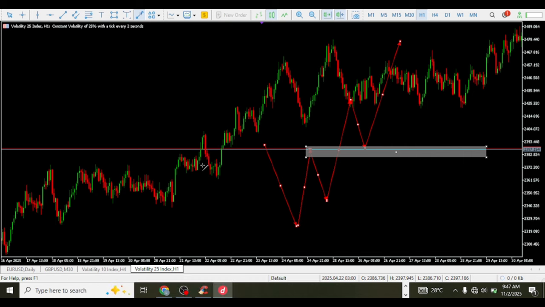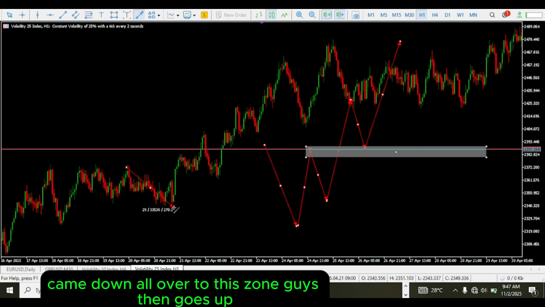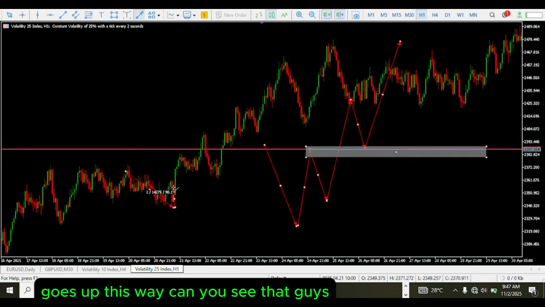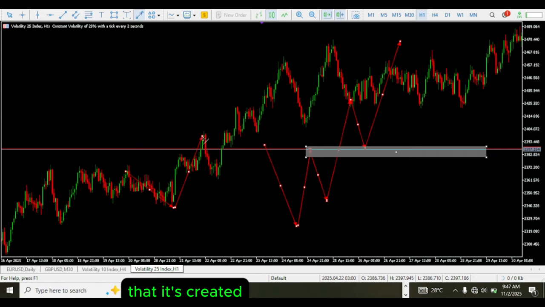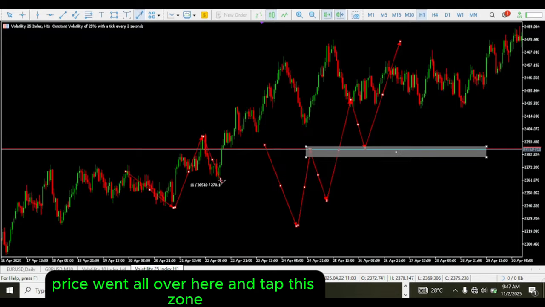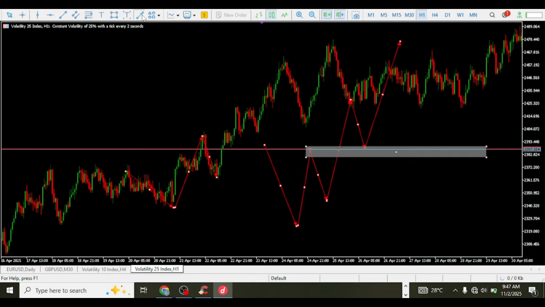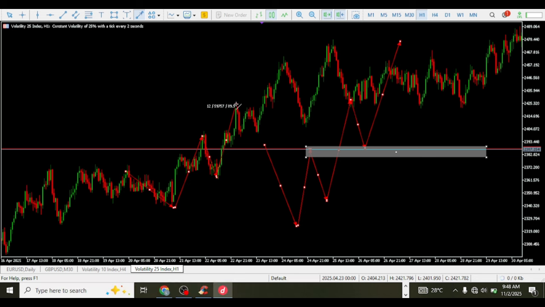This is it right now. So the market was trending downwards, came down all the way to this zone, guys, then goes up this way. Can you see that, guys? Then the price failed to tap into the recent low that it created. Price failed to tap into this zone right now. Price went all the way over here and tapped this zone. Do you get me? Then after tapping the zone, it pushes upward over here right now. Pushes upward. Do you get that?